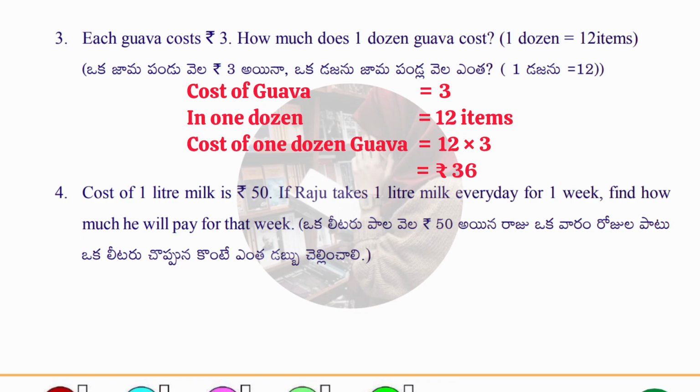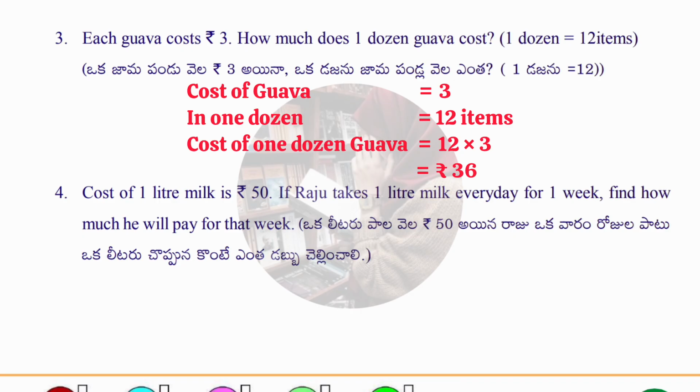In 1 dozen, how many items will be there? 12 items. Write down 12 items. Then write down cost of 1 dozen Goa. 1 dozen Goa is equal to 12 multiplied by 3. If you know the 12 table, you may easily write it down, or else you just do the multiplication. 12 3s is 36, or else do the addition. 3 2s are 6, 3 1s are 3. You will get 36. So the total cost of 1 dozen Goa is 36 rupees.